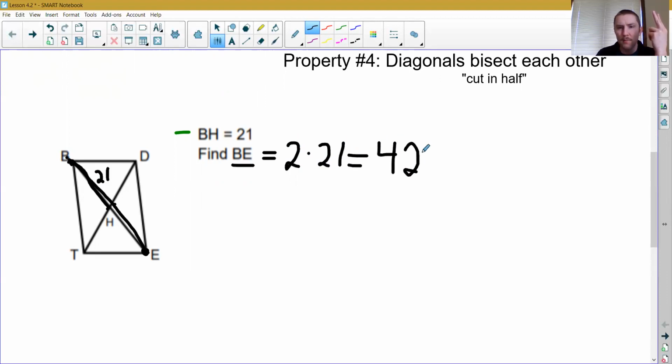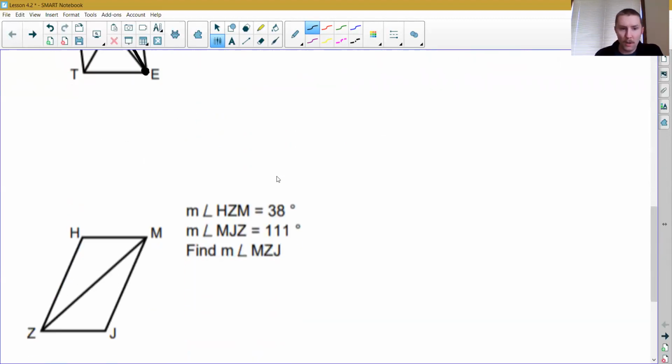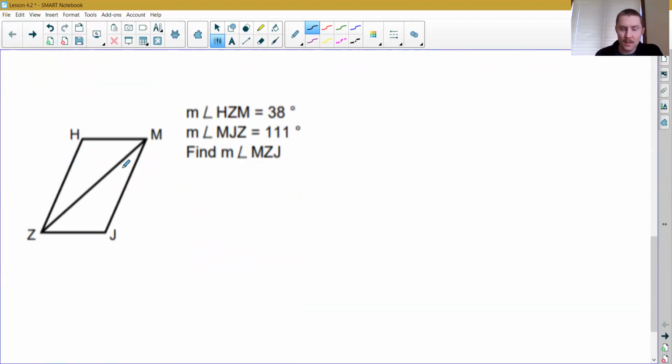So the length of BE is 42, because it's twice as much as that half piece of that diagonal. So that's one way that we can see a property at work. Another way is we can see this. This one's a little bit more complicated, so we're going to have to figure out what information they are giving us, and what they are asking us to find.